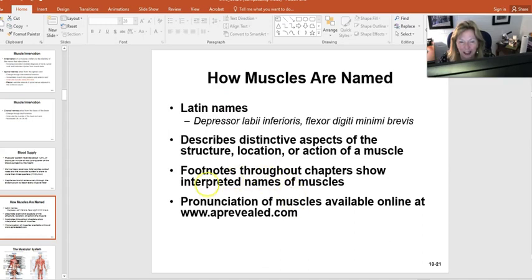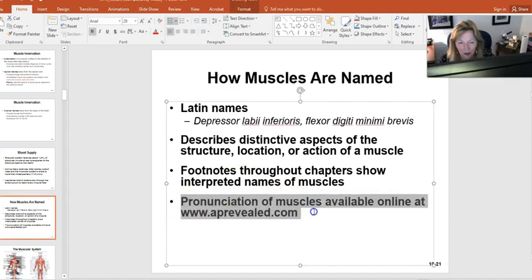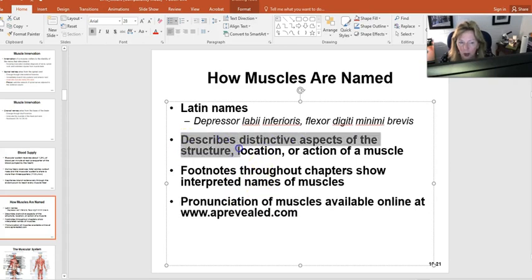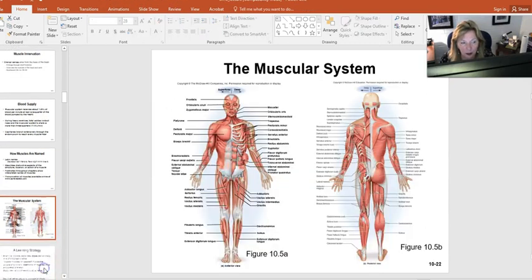As far as pronunciation of some of the muscles, you can actually go to your ebook site and listen to how to pronounce some of these muscles. But the names are always describing their structure, their location, or their action. And let's see if that's really true.